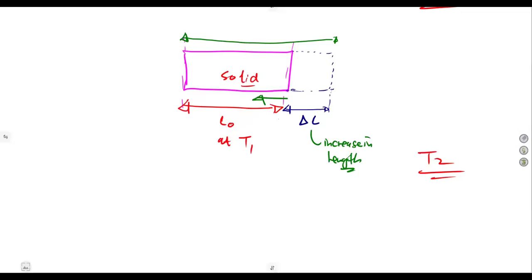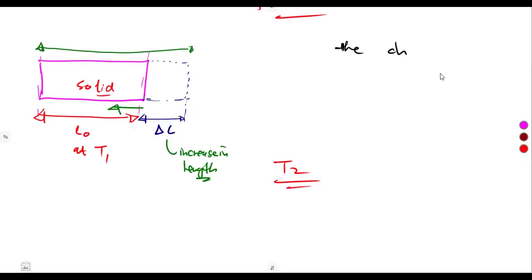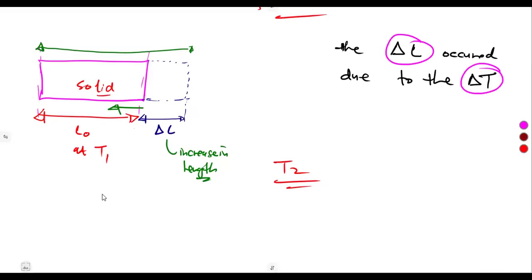All right, the change in length, let me write it here. The change in length occurred due to what? Due to the change in temperature. That is the idea there. The change in length is affected by the change in temperature. So when that change occurs, the sum of these two, the original and that change that happened, gives us the final length, which is the length at T2, at the final temperature. Are we together there?